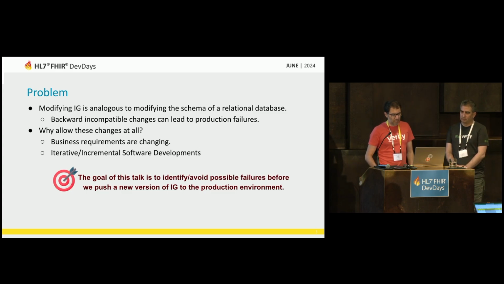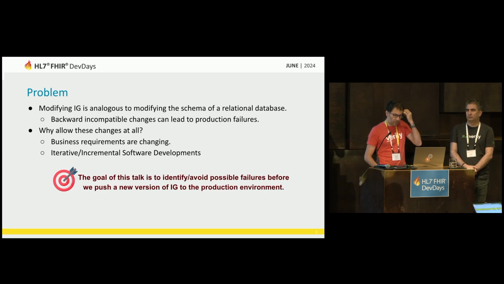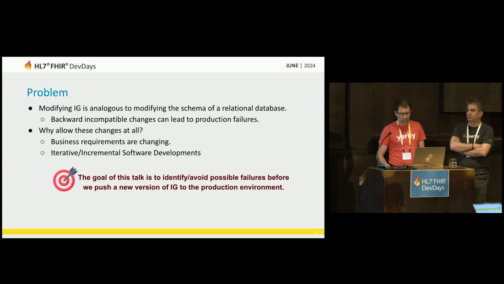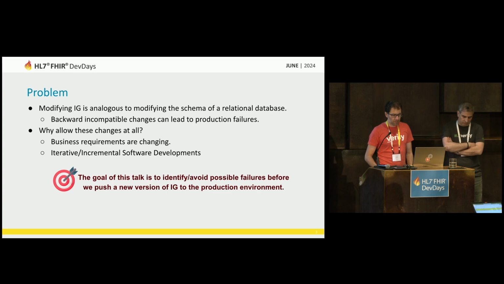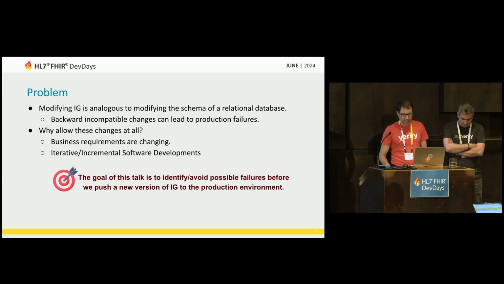So basically, the problem that we encounter is this. We need to push new versions of Verily FHIR IG into production while ensuring that these updates do not cause any system failures. The primary challenge here is that due to business requirement and incremental software development, often we need to have backward incompatible changes to our existing profiles. Before we deploy these changes to production, we need to make sure that they do not cause any system failure or any disruption to our live traffic.